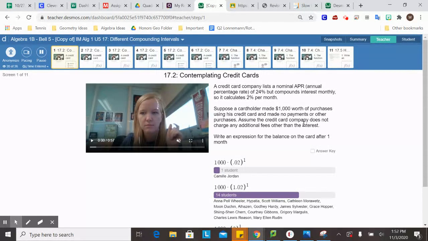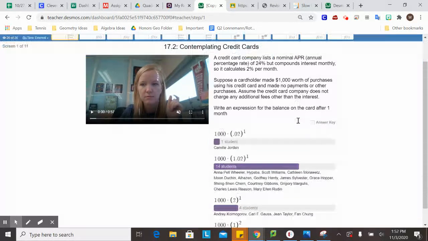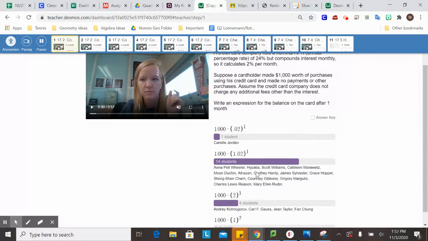So we have a card holder who makes $1,000 worth of purchases. We want to know which expression would represent the balance on the card after 1 month. And actually, I'm super happy because the majority of us did get the correct answer. It's 1,000 times 1.02 raised to the first power. So remember that 1,000 is representing our initial amount, and that's the $1,000 worth of purchases on the credit card.